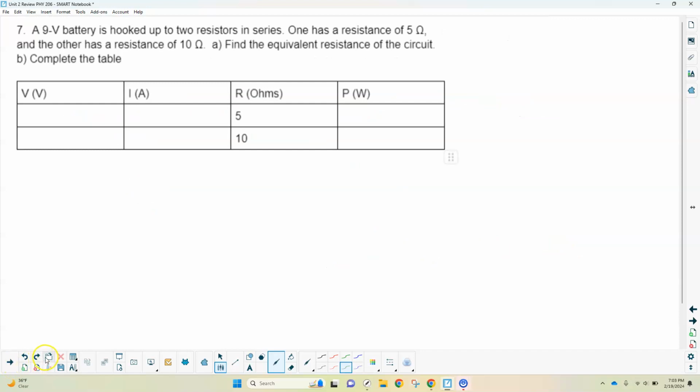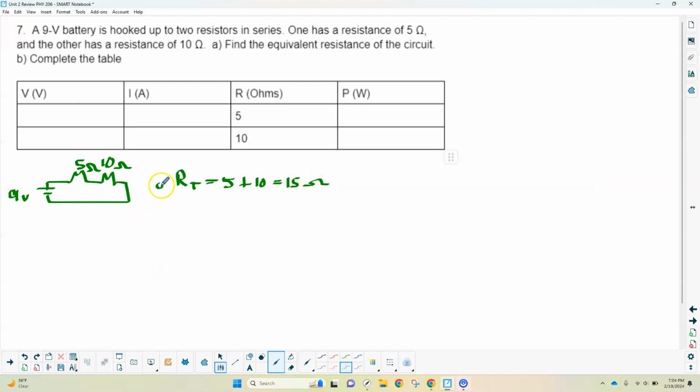7 and 8 are the same kind of concepts, except it's talking about resistors. So again, I'll draw the picture. So we have our battery hooked up to series resistors. So that's our picture. It's a 9 volt battery, and it's a 5 and a 10 ohm resistor. To get the total resistance or equivalent resistance, you just add in series. So it would be 5 plus 10, which is just 15. So 15 ohms is the total resistance.